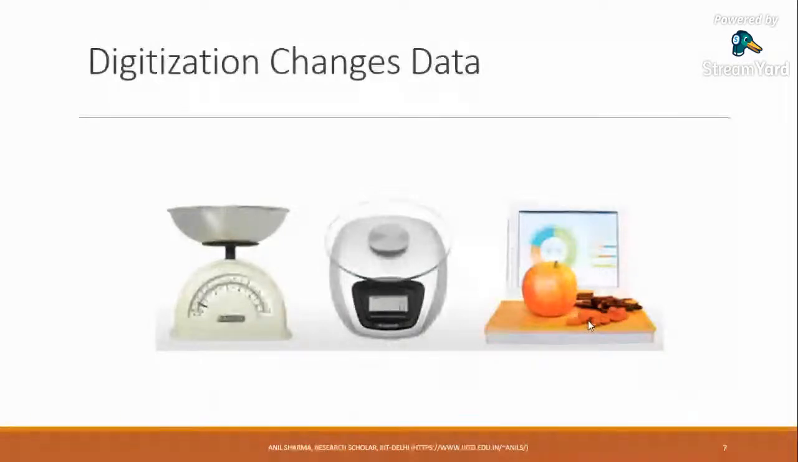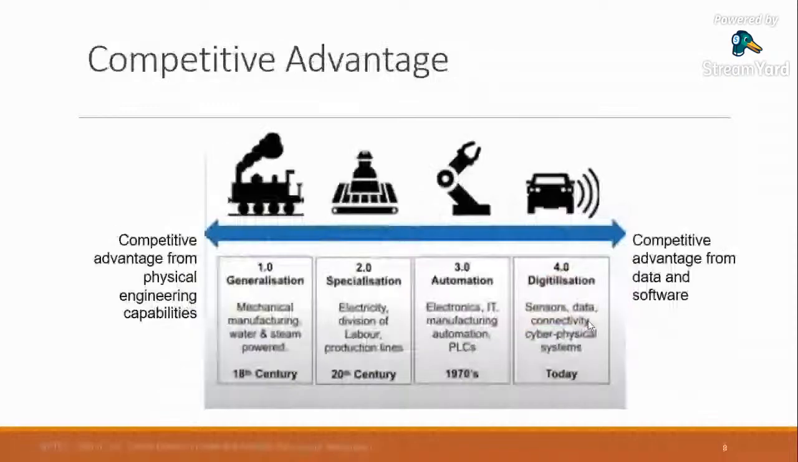Now, how the world has changed is like how are we taking the competitive advantage from the different eras of automation. For example, in the 18th century we were highly relying on manufacturing and mechanical devices.